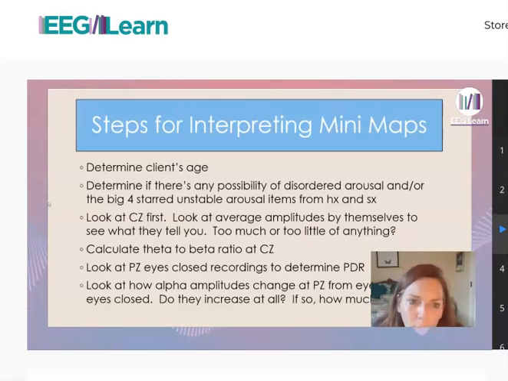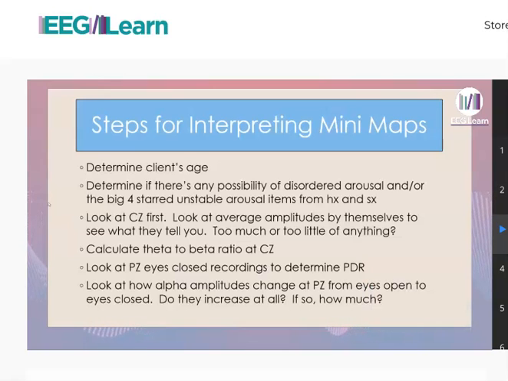Then you can also calculate your theta to beta ratio at CZ and put that together with whatever symptoms they're reporting. You want to look at PZ eyes closed recordings to determine their PDR to try to figure out what their low beta range might be or mid beta range might be.